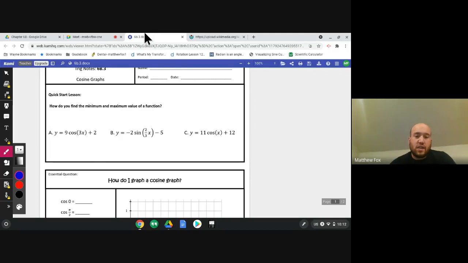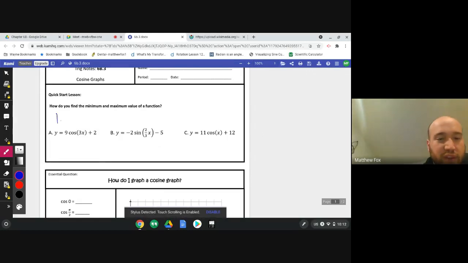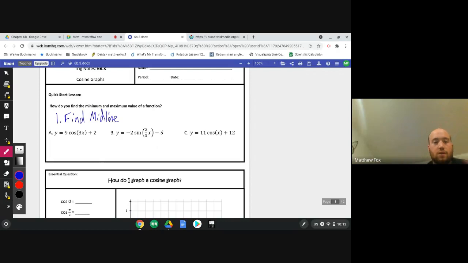So this first section asks us, how do we find the minimum and maximum value of a function? In order to do this, we have 3 examples of functions here. Step 1, we need to find our midline. Now, the midline is what goes through the middle of our function. So hopefully you know it's going to be a horizontal line.